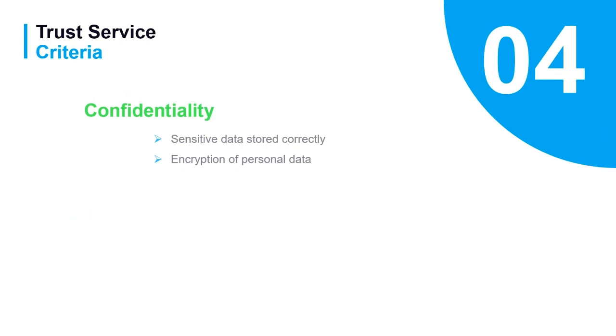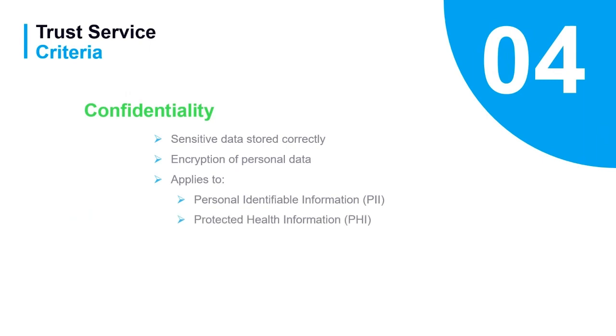Really, a lot of times where this is focused is personally identifiable information, which a lot of people call PII, or PHI, protected health information. And so this is where it's absolutely critical, making sure that that information is being stored correctly.